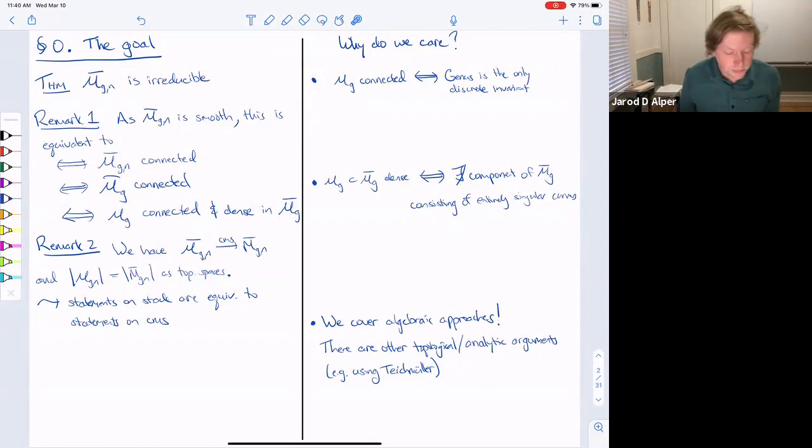And then, to relate this to the connectedness or irreducibility of MG itself, to show that MG bar is connected, it's the same as knowing that MG is connected and that it's dense in MG bar. All of these statements in remark one have been at the stack level, but we also have a coarse moduli space. Because coarse moduli spaces identify the underlying topological spaces, the very nature of these statements is topological. All these statements are equivalent to the corresponding statements on the coarse moduli space.